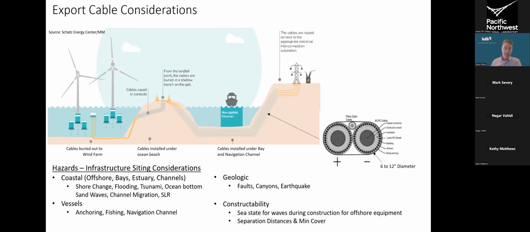So there are hazards for consideration in siting the infrastructure, whether it be shoreline change, where that export cable comes to shore, flooding considerations for the infrastructure that's up on land, tsunami, ocean sand waves, or channel migration in the bay, and sea level rise. Other things are anchoring vessels. There are geologic hazards, and then constructability, the sea state for the waves during construction for that offshore equipment. So it may end up being a seasonal construction window. And then there are also separation distances between these different cables if there are multiple cables coming in, and then minimum cover requirements and scour protection needs in certain areas.